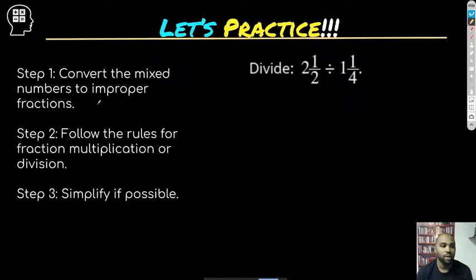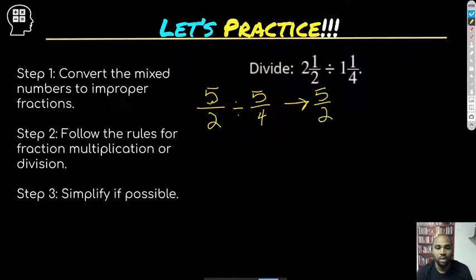Pause it there, and I'm going to go ahead and work it. Let's convert this to an improper fraction. So we have 2 and 1/2. We're going to convert that by saying 2 times 2 is 4 plus 1 is 5 over still the same denominator 2, divided by. We have a mixed number again, need to be converted. 1 times 4 is 4 plus 1 is 5 over 4. Well, we can't divide fractions this way. We need to keep the same fraction, 5 over 2, change this division to multiplication, and do the reciprocal of 5/4, which is 4 over 5.